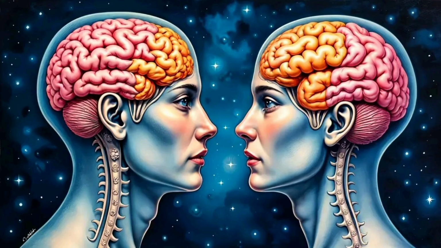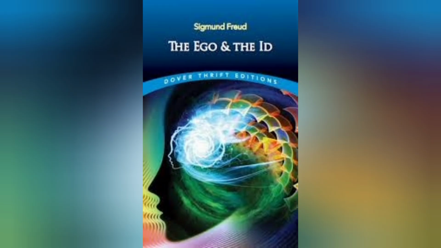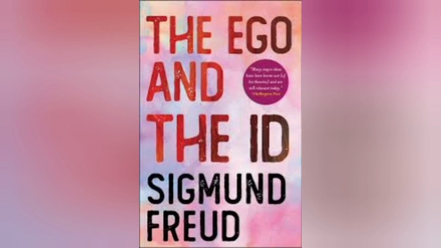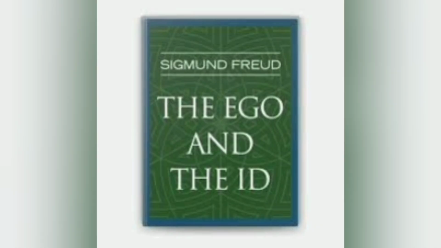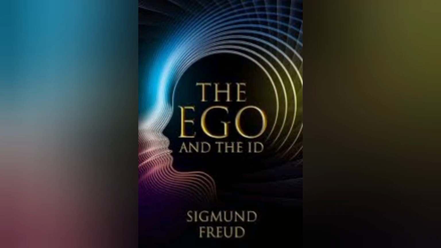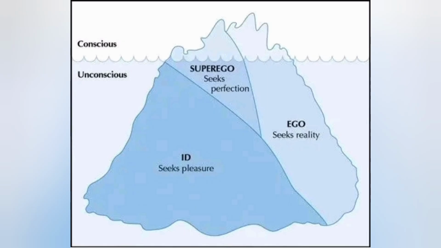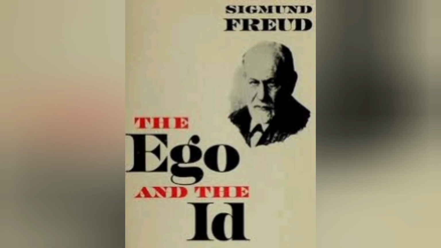2. The ego, the rational and realistic self. The ego develops as a person interacts with the real world. It operates on the reality principle, balancing the ID's desires with what is socially acceptable. It acts as the mediator between the ID and superego, making rational decisions. The ego is partly conscious and partly unconscious. Example: feeling hungry but waiting until lunch instead of grabbing someone else's food.